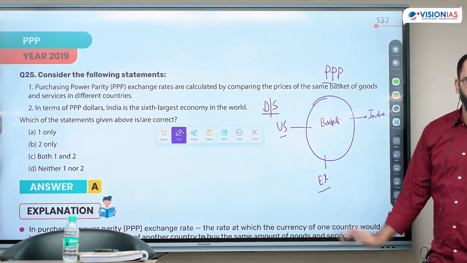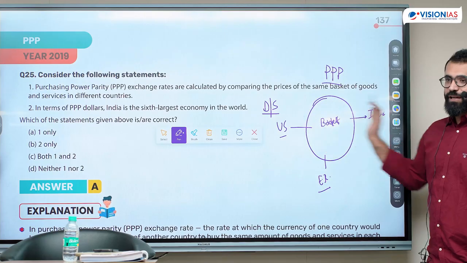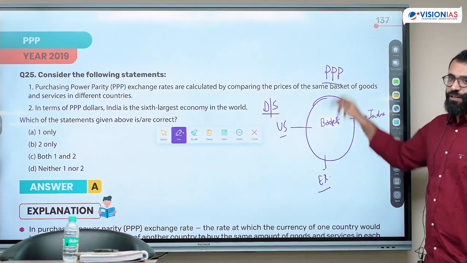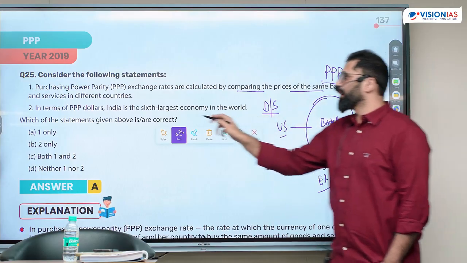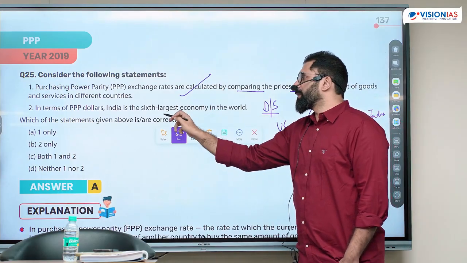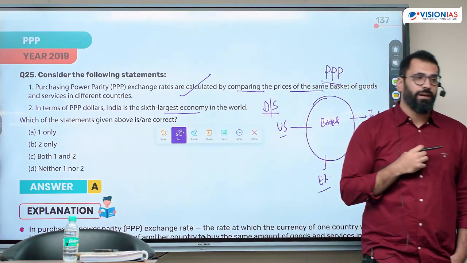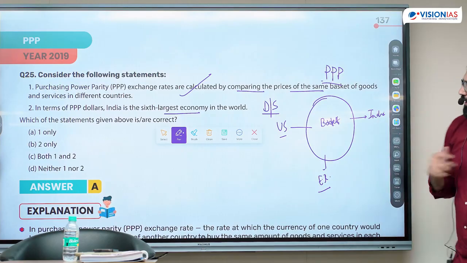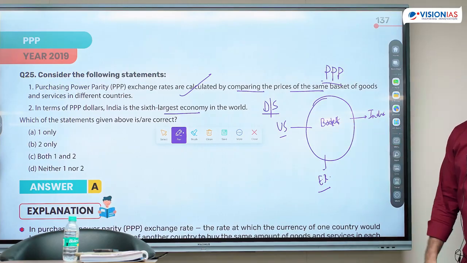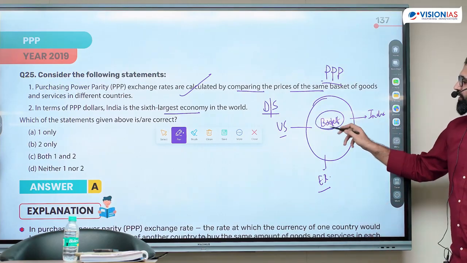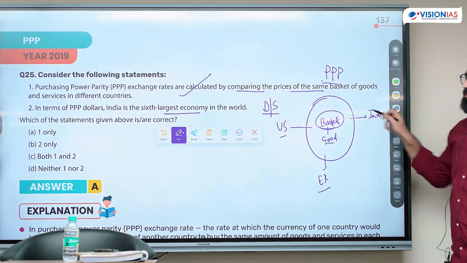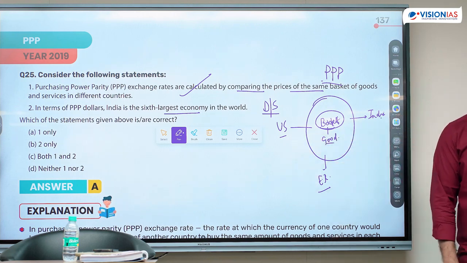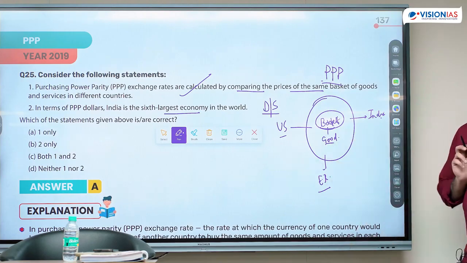Is it clear? The cost of the basket in US and in India is what gives me the exchange rate called the purchasing power parity exchange rate, calculated by comparing the prices. This is correct. In terms of PPP, India is the 6th largest economy. Now, if I compare this price, say a basket of goods is a particular good, this good is more likely to be expensive in India or US? That good will be more expensive in the US as compared to India.